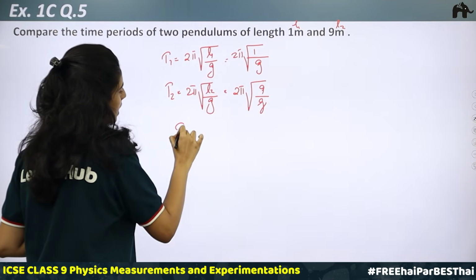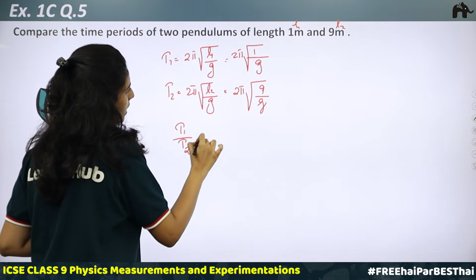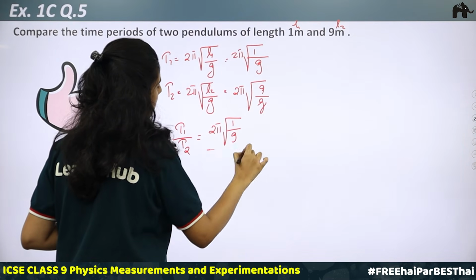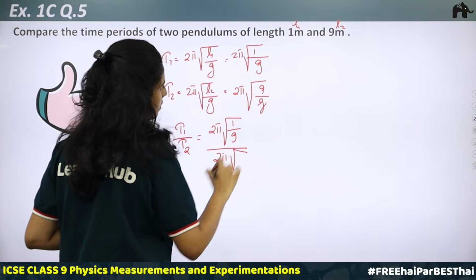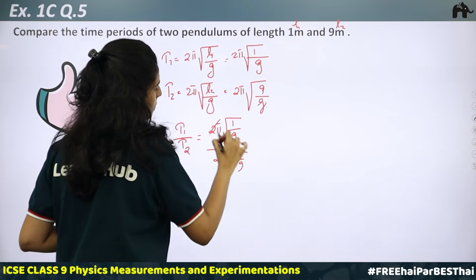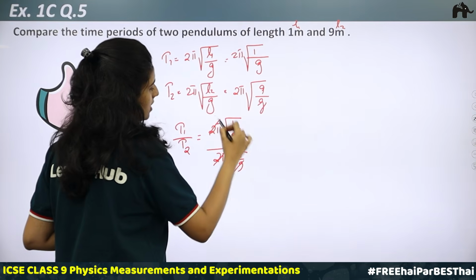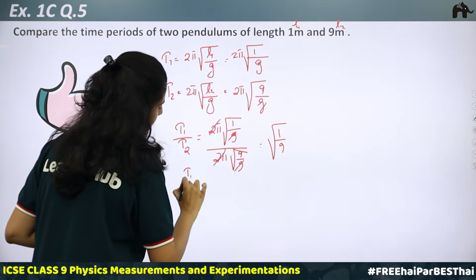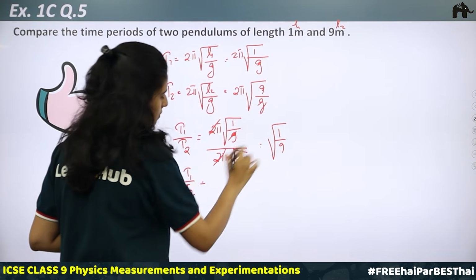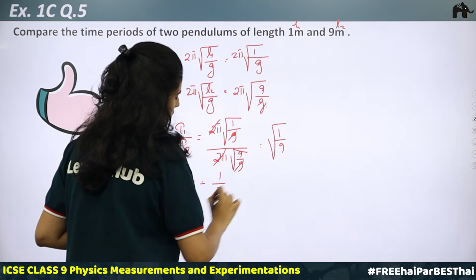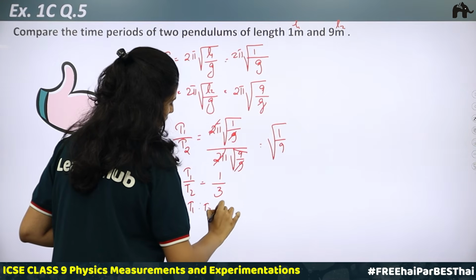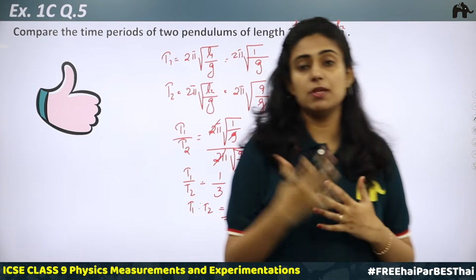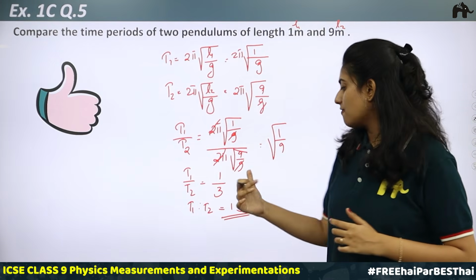Comparing, that is taking the ratio, T1 by T2 will be equal to 2 pi root of 1 by g divided by 2 pi root of 9 by g. 2 pi gets cancelled. g is constant, so it gets cancelled. Then you will have root of 1 by 9. T1 by T2 is equal to root 1 by root 9, which is 1 by 3. So T1 is to T2 is equal to 1 is to 3. The ratio of the time periods is 1 is to 3.